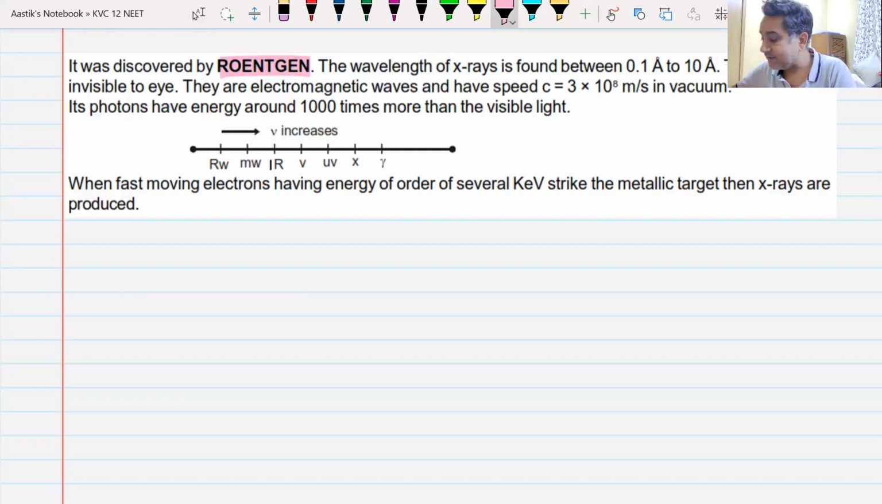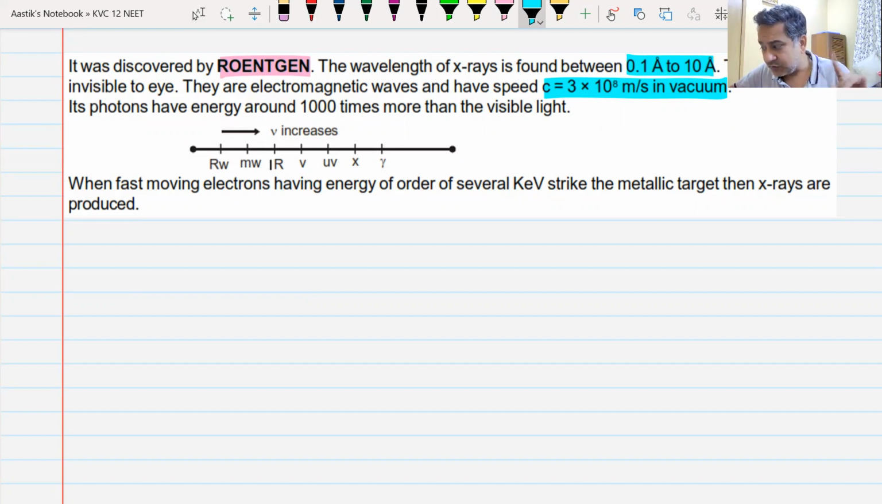The wavelength of X-rays is in between 0.1 to 10 Angstrom units. This is specifically for you, for medical students. JEE, you don't need this. These rays are invisible to eyes. They move with a speed of 3 into 10 raised to the power 8 meters per second. Do you understand this?